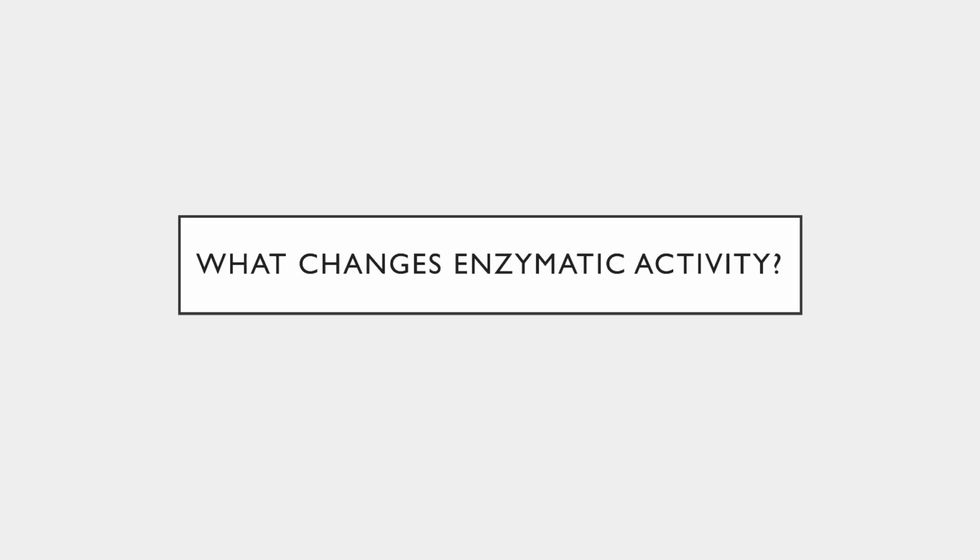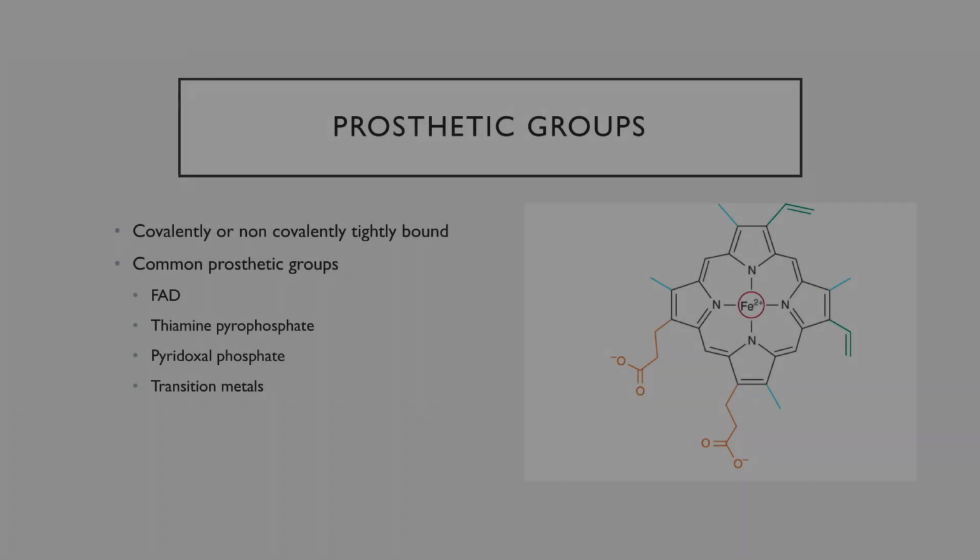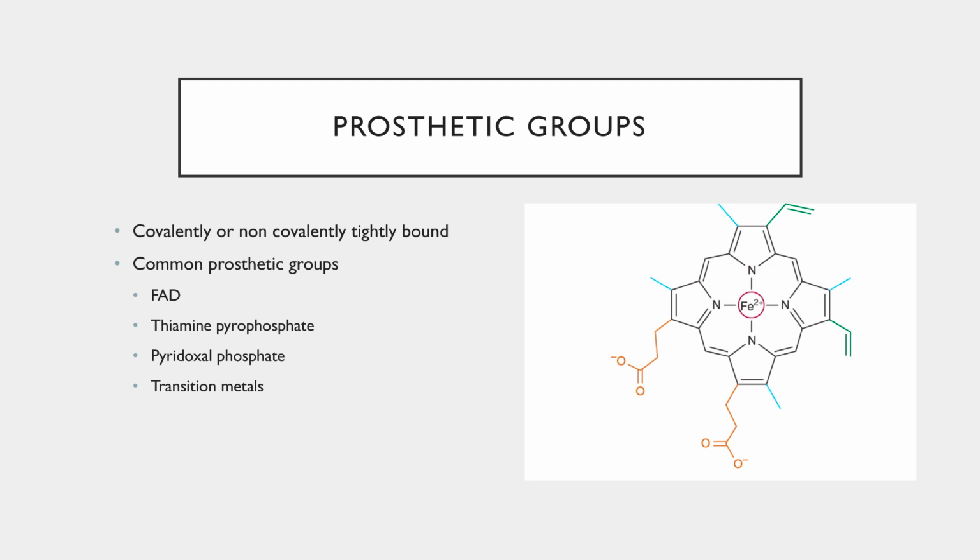So in addition to the types of enzymes, we'll also talk briefly about what changes enzyme activity, or what else is required for an enzyme to complete its function. Two of those major categories are prosthetic groups as well as cofactors or coenzymes. Prosthetic groups, as shown here, are tightly bound to the enzyme, sometimes covalently, and remain associated during the reaction. Shown here is the heme group, which we've also seen when discussing hemoglobin.